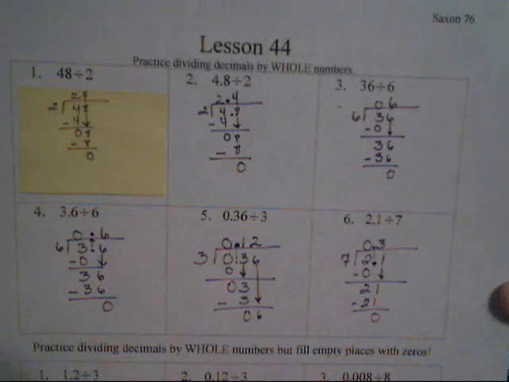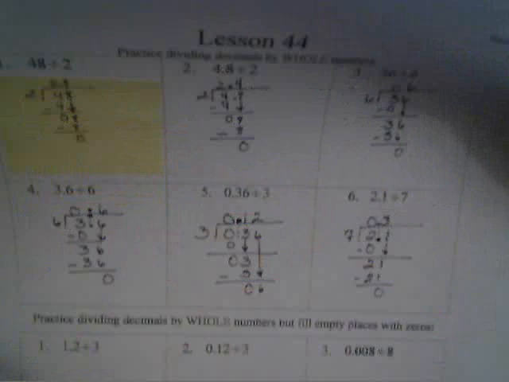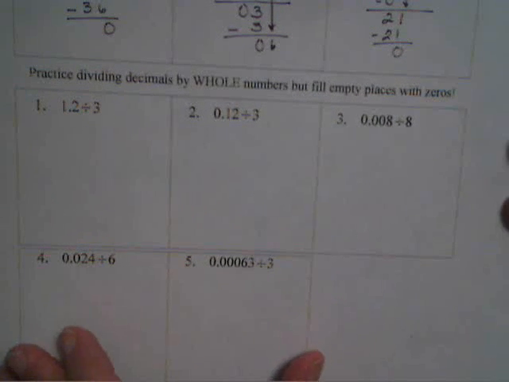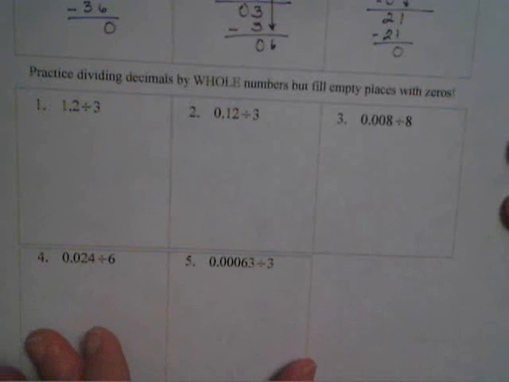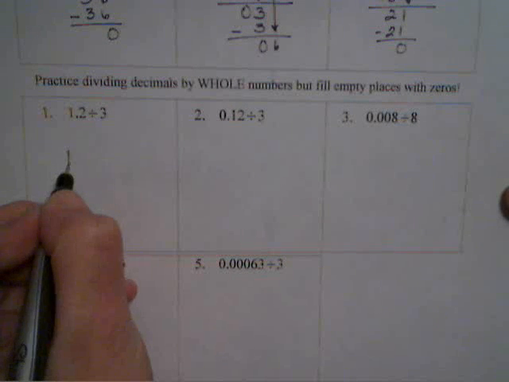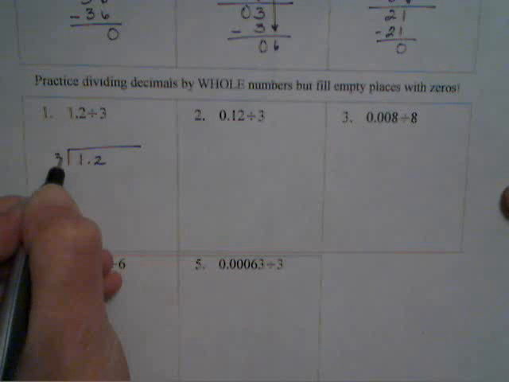So there's the first part of lesson 44, and it's just the idea of floating up the decimal when you're doing division by whole numbers. Let's go on to the next part, which is when you have to have zeros as placeholders because things won't go in so easily. So let's do this first one. This is 1 2/10 divided by 3.